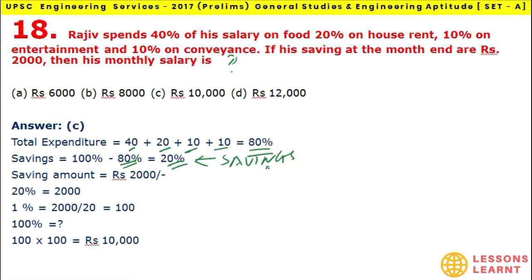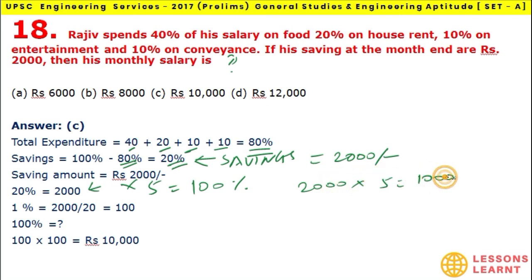So this 20% is saving, and here they have mentioned that saving is 2000. So here we can see it is 2000. So if 20% is 2000, we have to multiply by 5, which will get 100%. That means 2000 into 5, 10,000 is his monthly salary. So option 3 is correct.